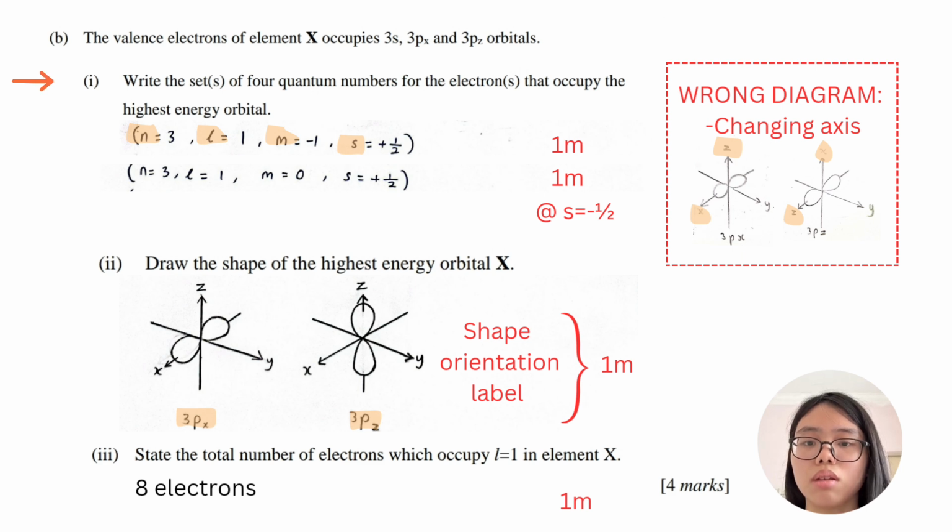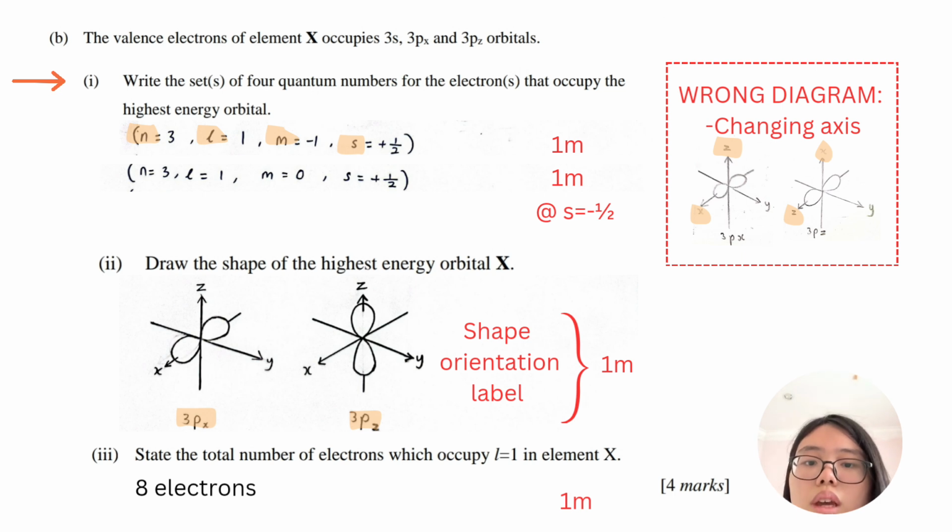For question B, the valence electron of element X occupies 3s, 3px, and 3pz orbitals. For question I, write the sets of 4 quantum numbers for the electron that occupies the highest energy orbital. The 4 quantum numbers here refer to n, l, m, s, where n is the principal quantum number, l is the azimuthal quantum number, m is the magnetic quantum number, and s is the electron spin quantum number.